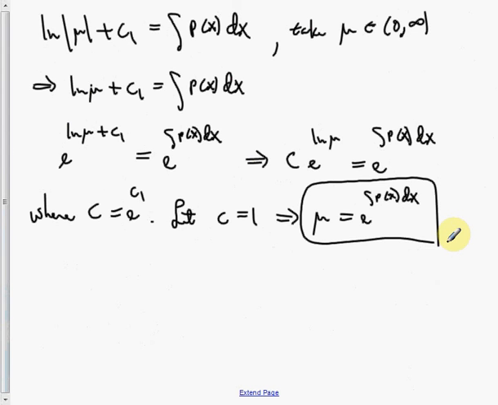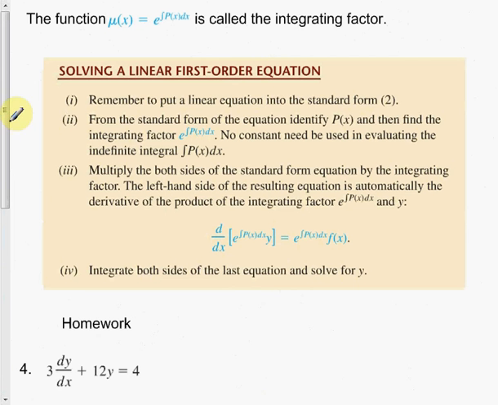Well, since I have mu, we can now look at the steps to solving this differential equation. The function mu of x is e to the integral of p of x dx. This is called the integrating factor. Now here's the method that we solve, and I'll work maybe a couple of problems here with this method, and then we'll go home.